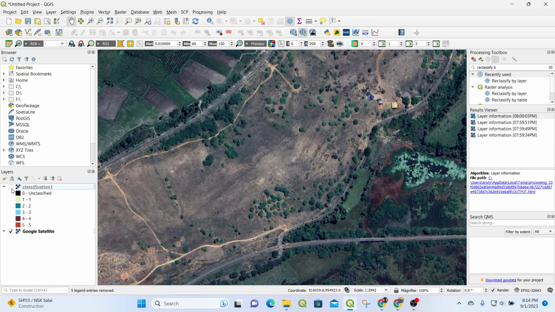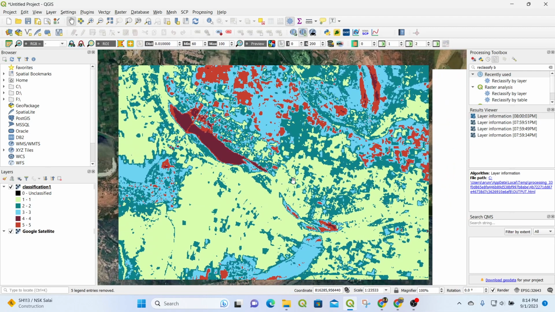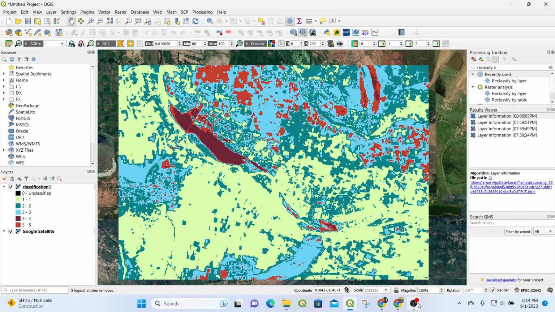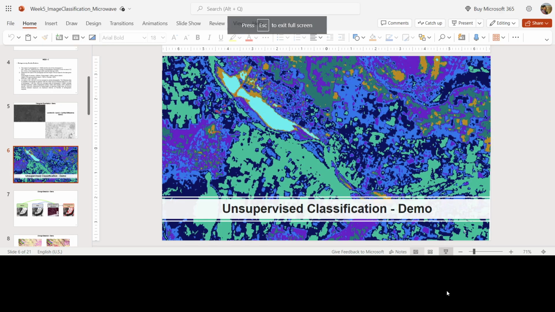You need to do repeated iterations to get a perfect result. So this is how you do unsupervised classification in QGIS. Very simple, but you need to do a number of iterations. You need to fine tune it to get a reliable result.